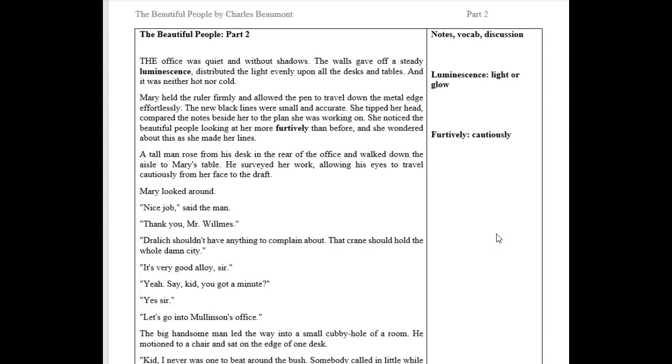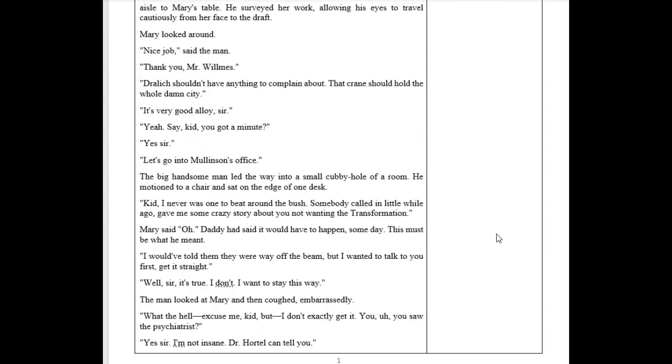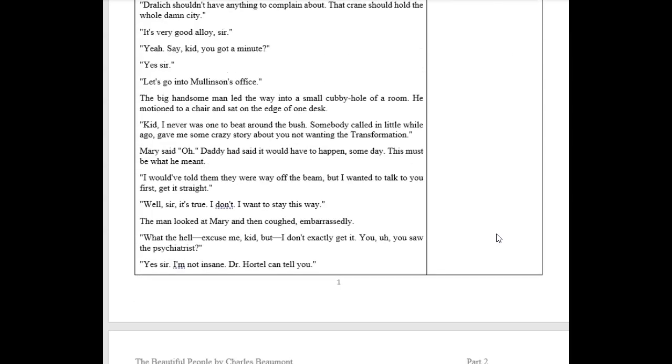Mary looked around. "Nice job," said the man. "Thank you, Mr. Wilmot. Dralic shouldn't have anything to complain about. That crane should hold the whole damn city." "It's very good alloy, sir." "Yes. Say, kid, you got a minute?" "Yes, sir." "Let's go into Mullison's office." The big, handsome man led the way into a small cubby-hole of a room. He motioned to a chair and sat on the edge of one desk.